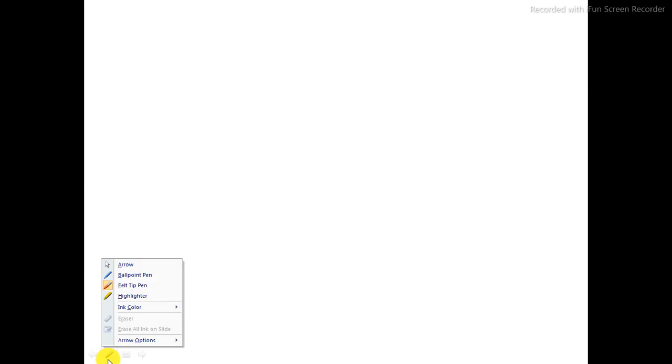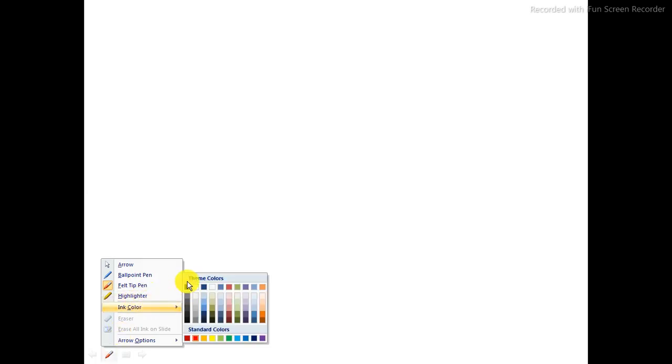So let me adjust the color of the ink. Yes.